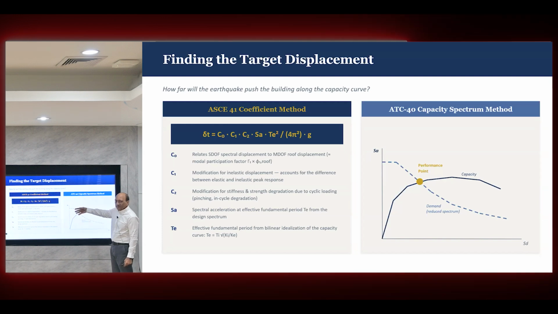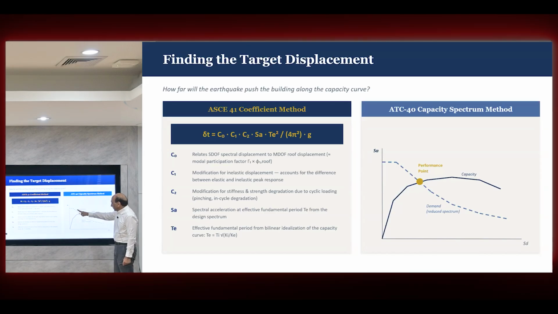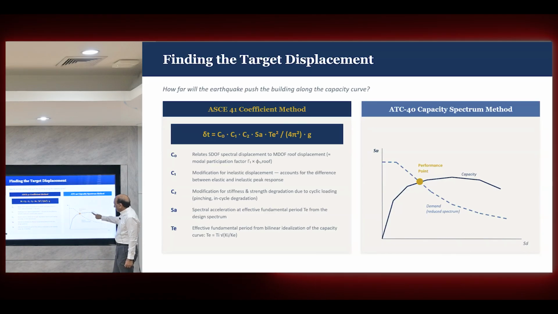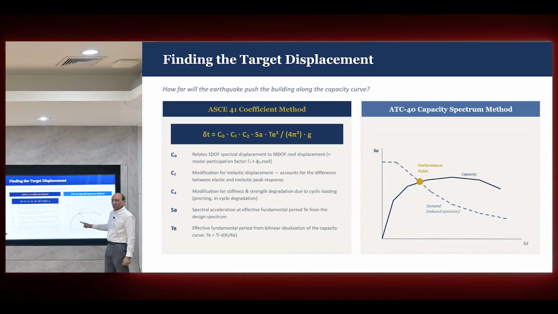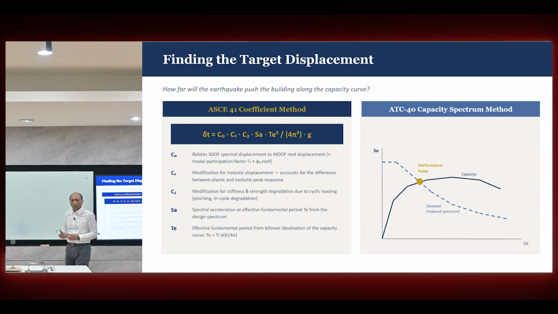So you convert the response spectrum, transform it in such a way that you plot the deformation on the horizontal and force on the vertical. This is the response spectrum converted into the ADRS form. Then you plot the structure's pushover curve, which is called the capacity curve, and they will intersect somewhere. That's called the performance point. That performance point should be where you want it to be.